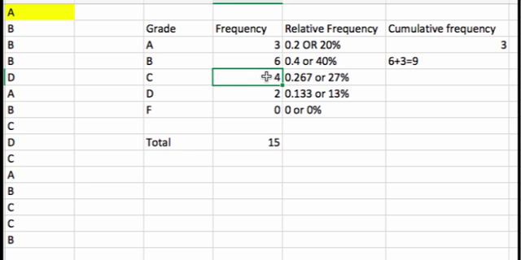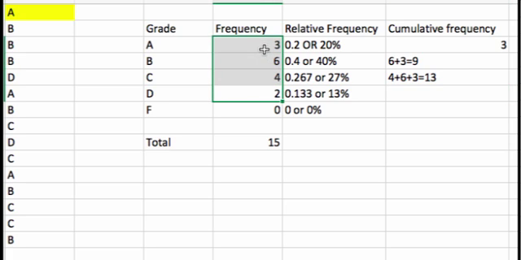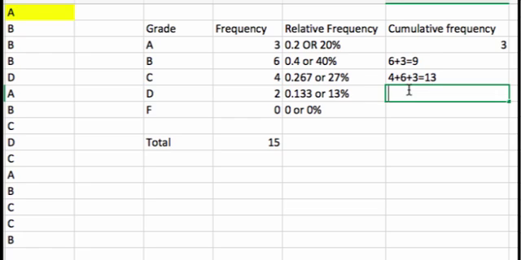C level, we start at that class and add every single class above. 4 plus 6 plus 3 is 13. 13 people scored a C or above. For D or above, starting at the D level and adding up, we have 2 plus 4 plus 6 plus 3 is 15. Lastly, for the F class, adding F and above, because there is nobody in that last class, we do not actually add any new values, so the solution is the same.